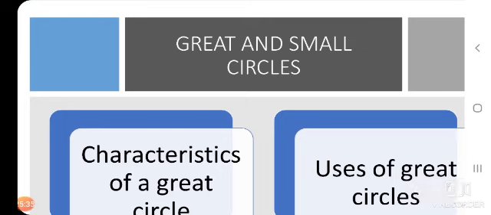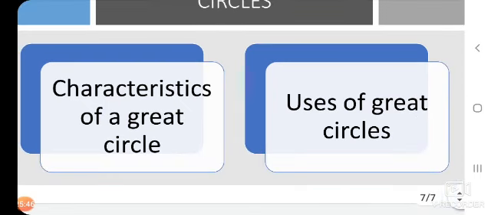Children, which is the great circle? The equator is the great circle, and the prime meridian also, you can say. And there are some characteristics for these great circles. You need to know the characteristics of these great circles. A great circle is theoretically a circle formed by the intersection of the Earth's surface and an imaginary plane that passes through the center of the Earth, which divides the Earth into two equal parts.